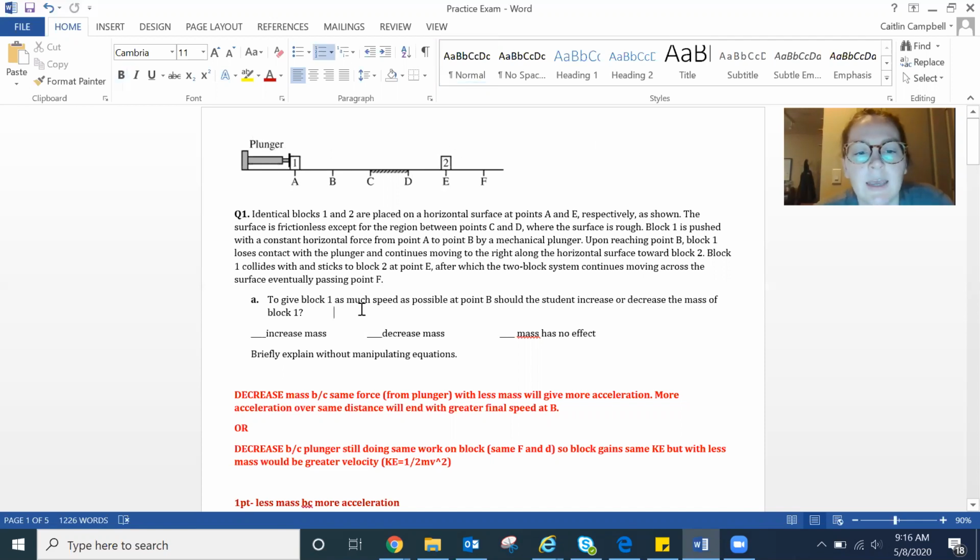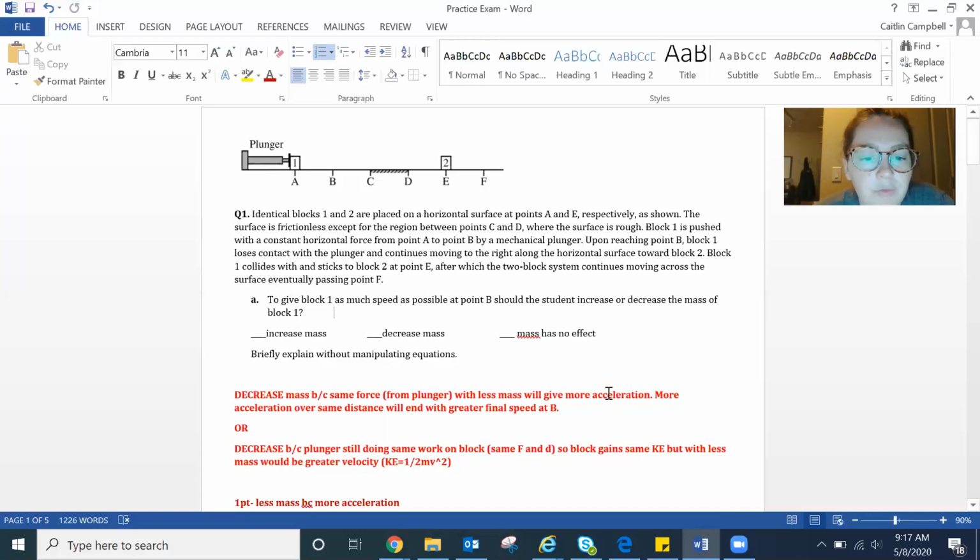So part A is saying if we want to give block one as much speed as possible at point B, should the student increase or decrease the mass of block one? So let's think about, there's two ways to go about this. You could think about your kinematics. We are talking about a force and acceleration over this distance, or you could talk about energy. So the plunger is applying a force, which is increasing the energy or doing work.